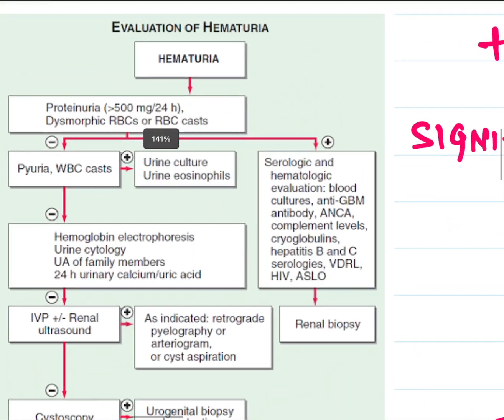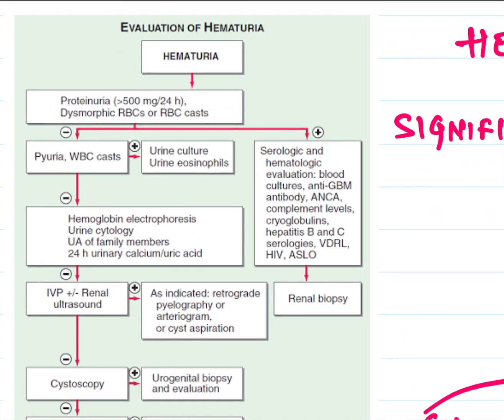So now coming to the main topic, how to approach hematuria. When the case comes, you have to look for dysmorphic RBCs or RBC casts and proteinuria. If present, the problem is in the glomerulus, an intrinsic problem. In that case, you do a serological and hematological evaluation: blood cultures, anti-GBM antibodies, ANCA levels, complement levels, cryoglobulins, hepatitis B and C serological tests, VDRL, HIV, and ASLO. To confirm your diagnosis, you do a renal biopsy.